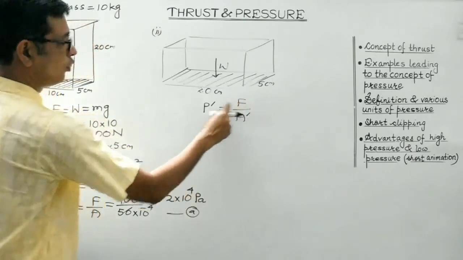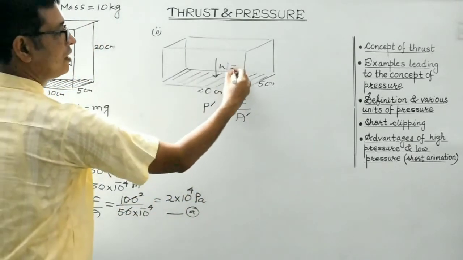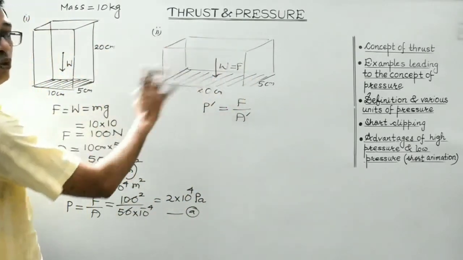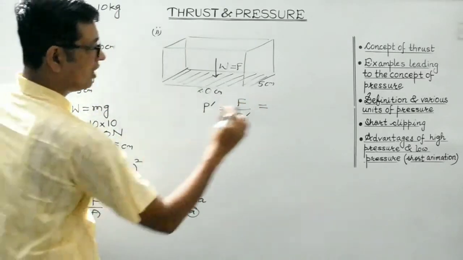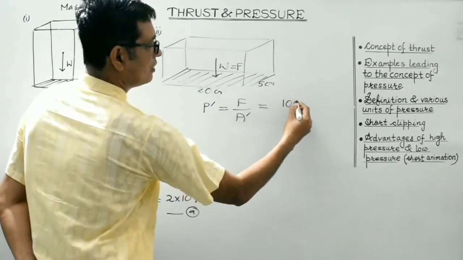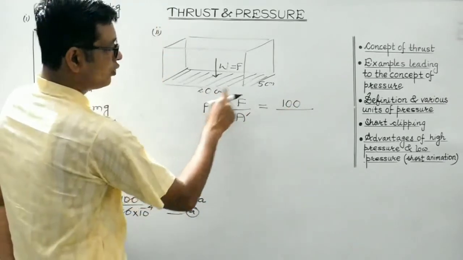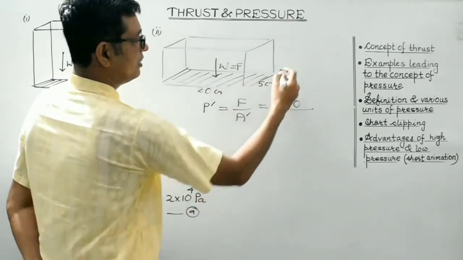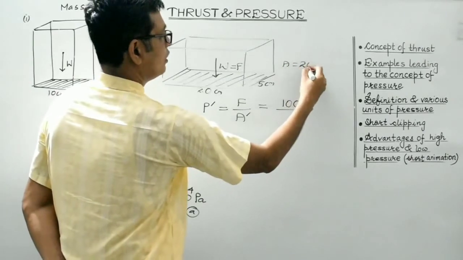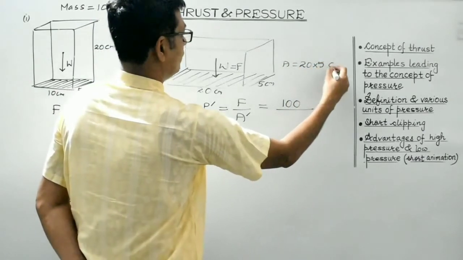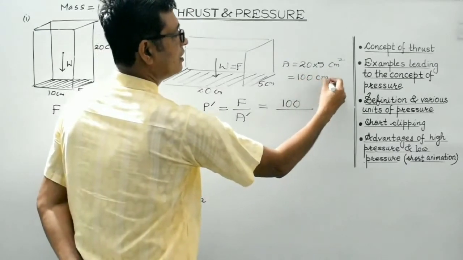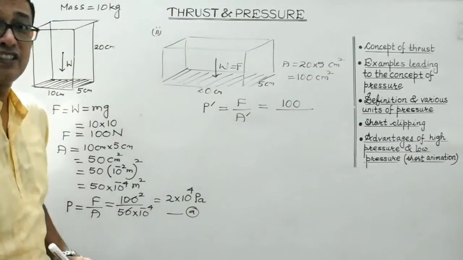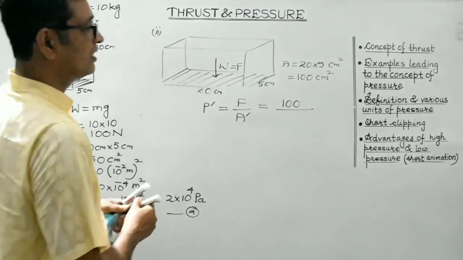F by A. Force, which is equivalent to weight, will remain the same in both the cases, right? So what is F, which is weight? It is 100 Newton. What is area? 20 into 5 centimeter. So area is 20 into 5 centimeter square, so it will be 100 centimeter square. Isn't it, students? So, 100 centimeter square.